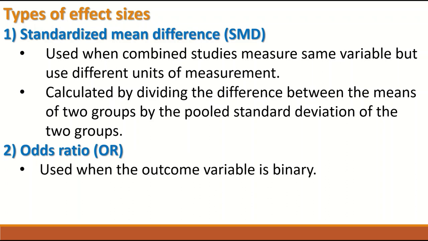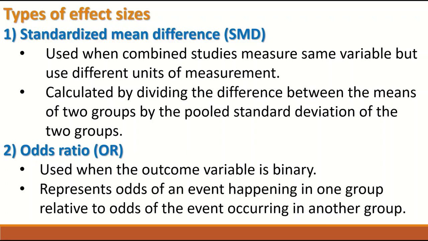Another one is the odds ratio. What is an odds ratio? It is used when the outcome variable is binary, so it is categorical and has two levels. The odds ratio represents the odds, or likelihood, of one event happening in one group relative to the odds of the event occurring in another group.